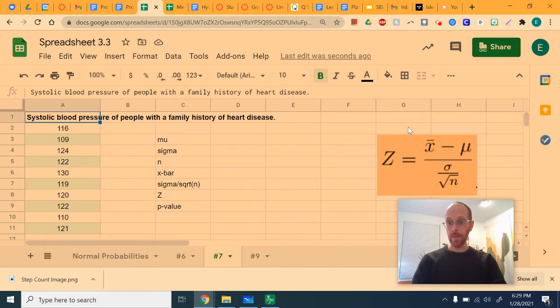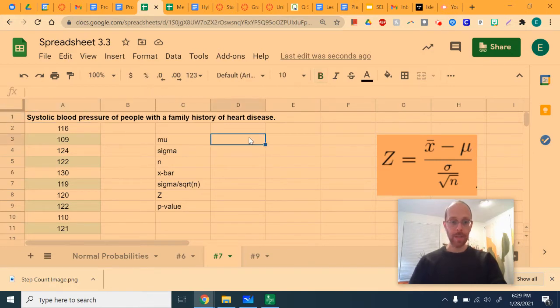This is the formula for our test statistic. So we need mu, and mu is going to be the population mean. And we know from reading the problem that the population of all people has an average systolic blood pressure of 112 and a population standard deviation of 13. That's sigma. Now, the other things that we're going to need are the sample size and the sample mean.